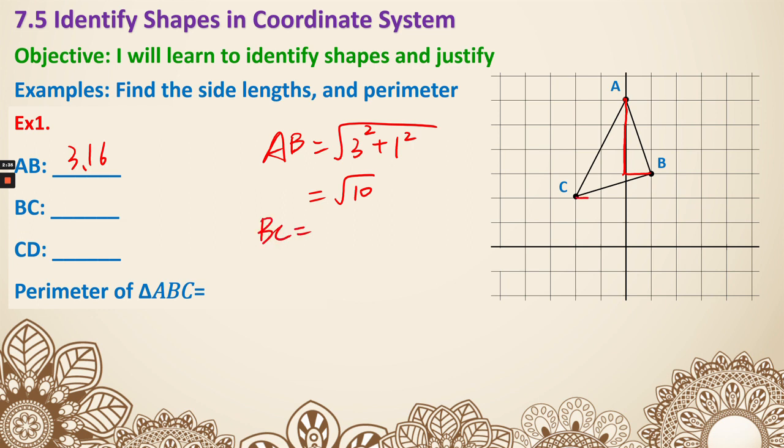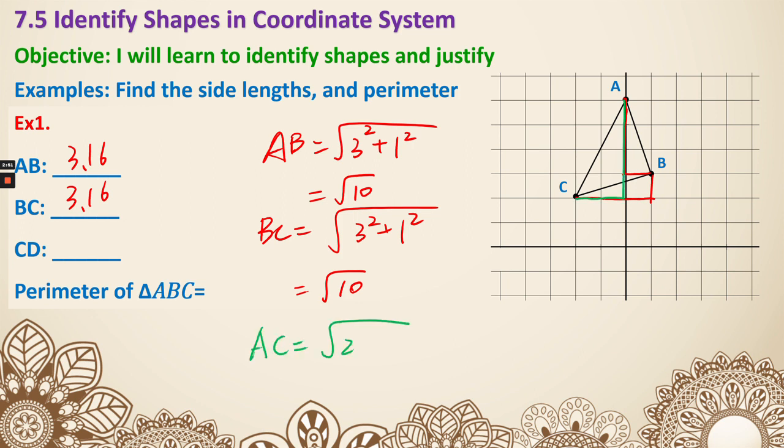BC is right here, and that so happens to also be the square root of 3 squared plus 1 squared, the square root of 10. That is 3.16 again. Lastly, I have AC, which is the square root of 2 squared plus 4 squared. That's a 2 by 4. This is the square root of 20, and putting it in your calculator, that should give you 4.47.